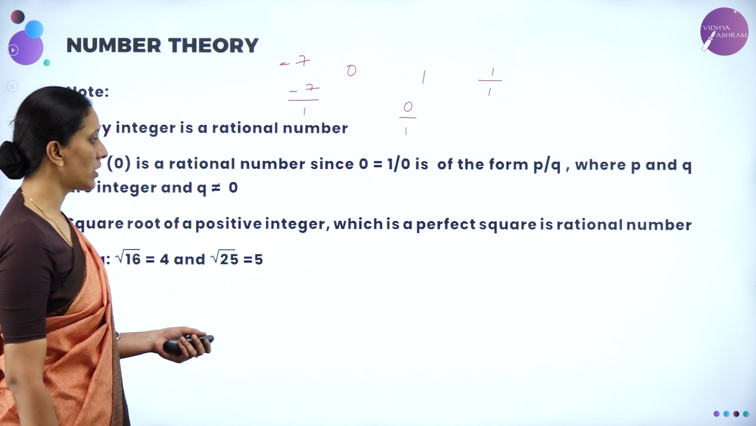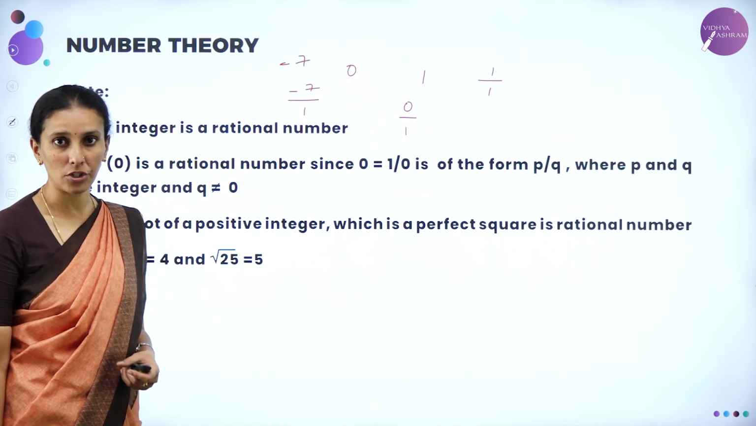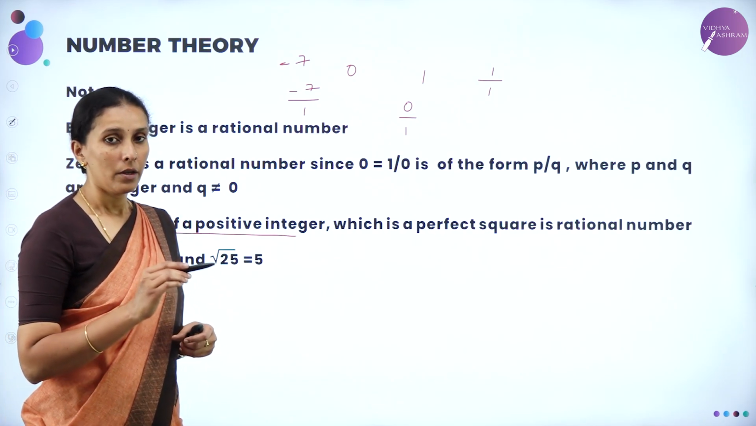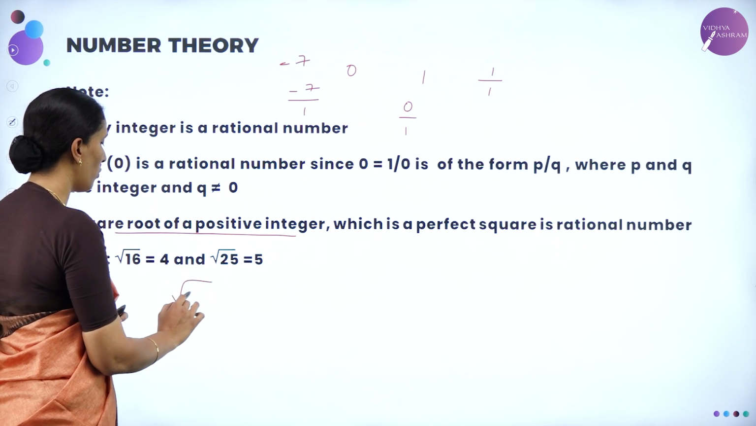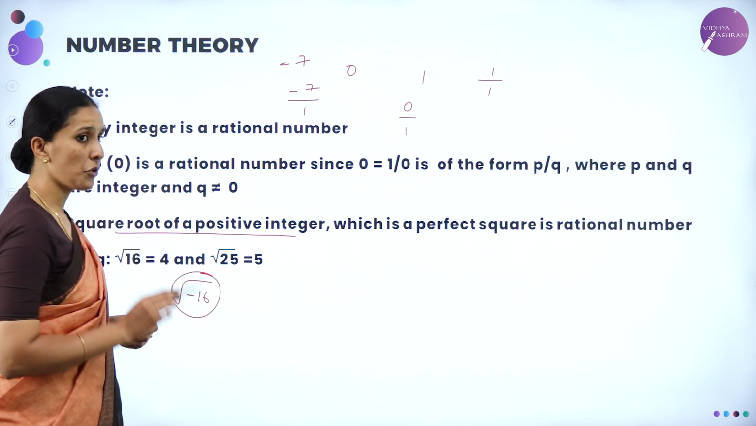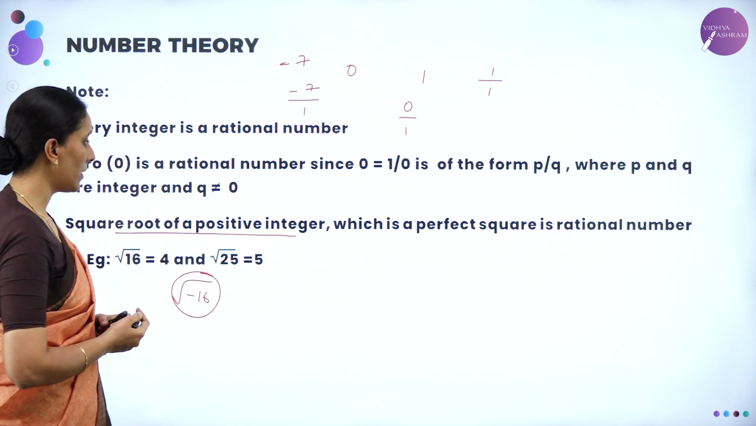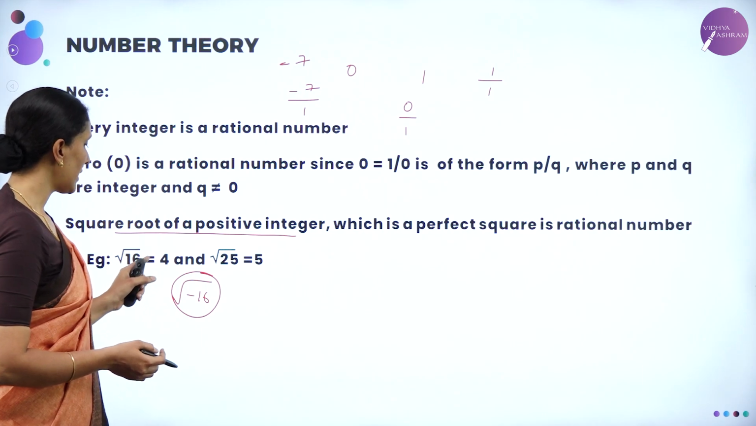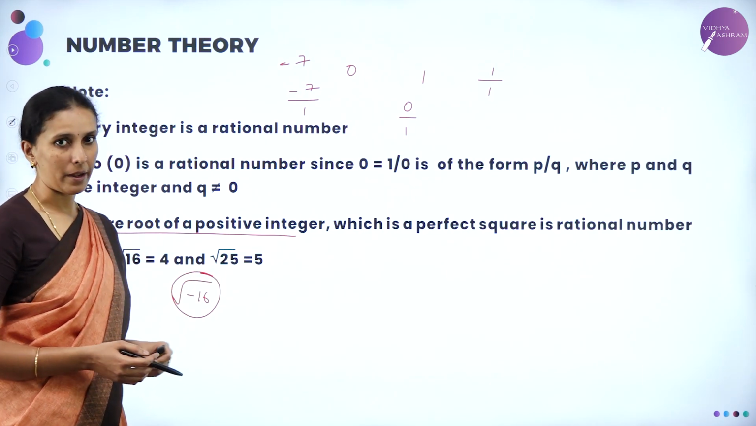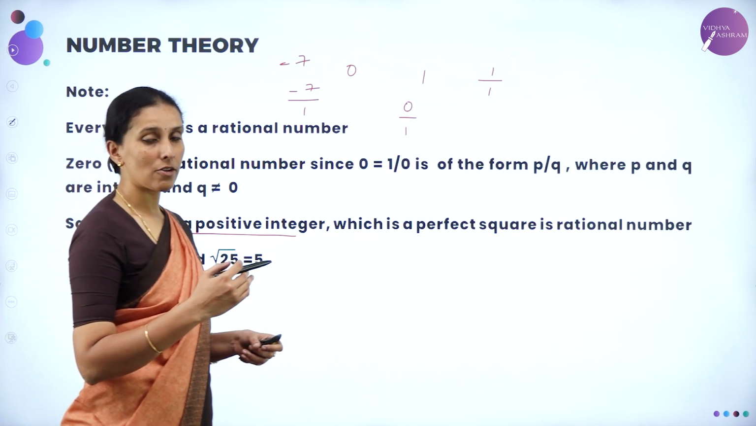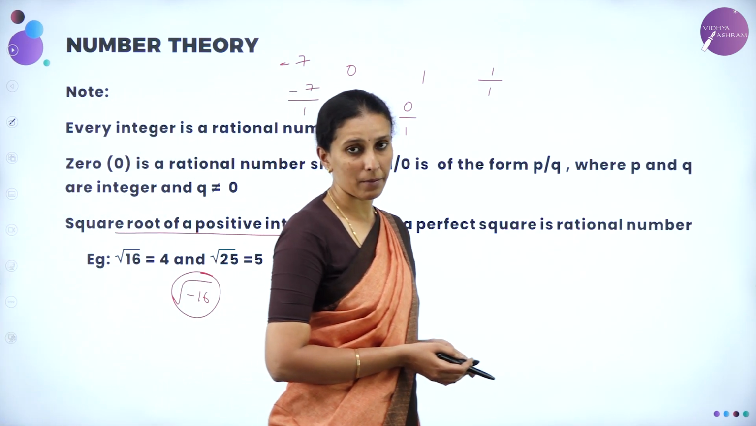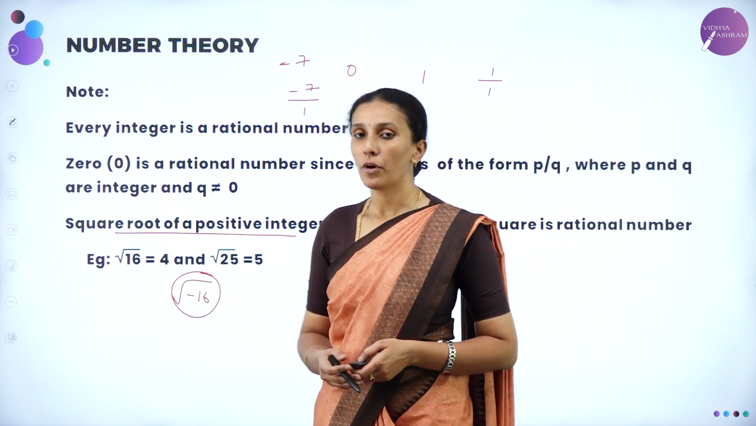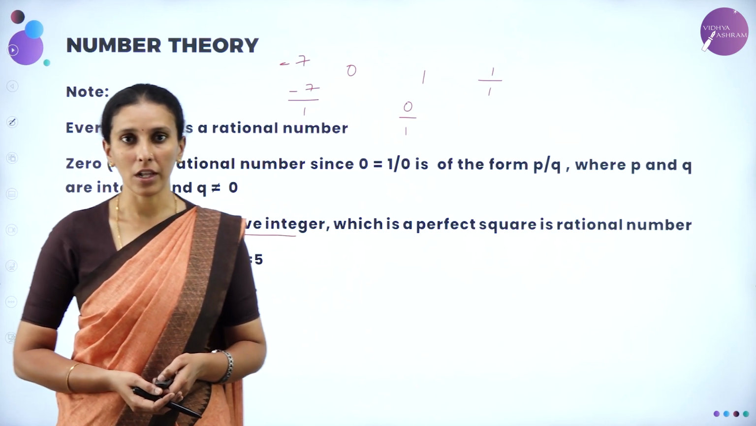And square root of a positive integer that is a perfect square is a rational number. Remember, square root of positive integer is a rational number because we do not define any square root for negative numbers. So we define square root for positive numbers here, then it is said to be a rational number. For instance, square root of 16 is 4, square root of 25 is 5. So if we use the concept of plus or minus 5, then plus 5 can be written as 5 by 1 and minus 5 can be written as minus 5 by 1. Hence, a square root of a positive number is also a rational number.